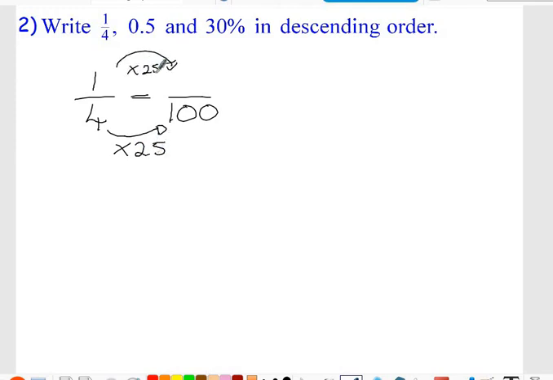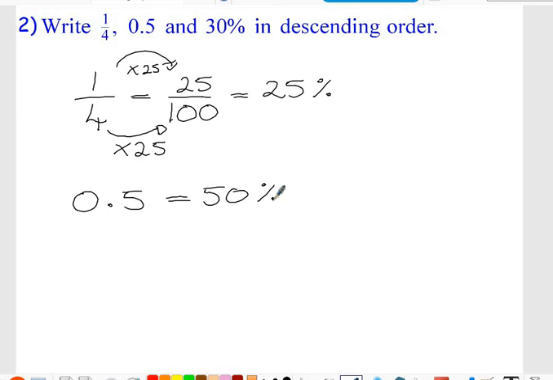You may know anyway that 1/4 is the same as 25 out of 100, which is the same as 25%. That is one of our numeracy facts that we need to be aware of. 0.5, multiplying it by 100 to become a percentage gives us 50%, and then lastly we have 30%. So we can see now we've got 25%, 50% and 30%.